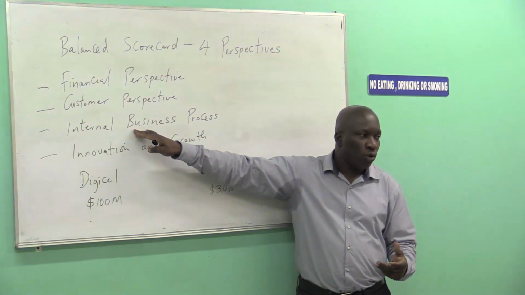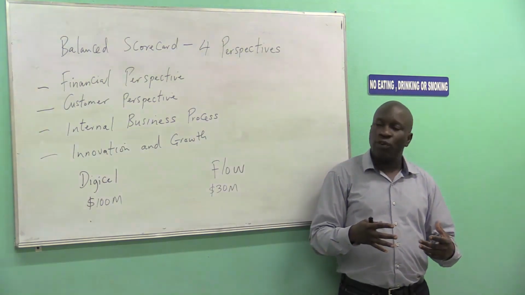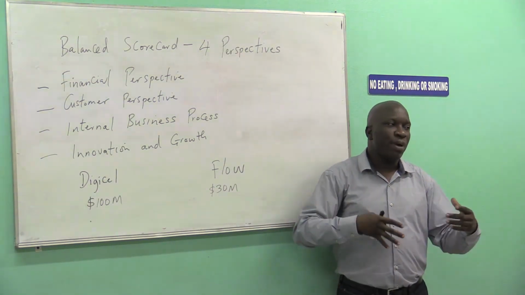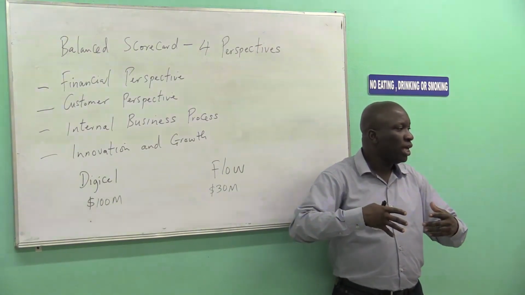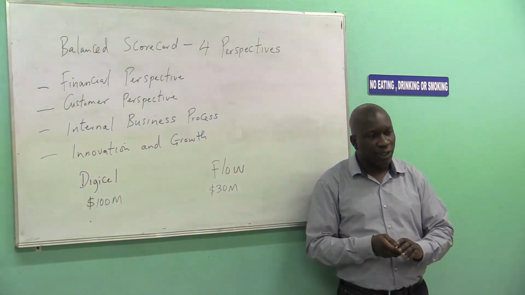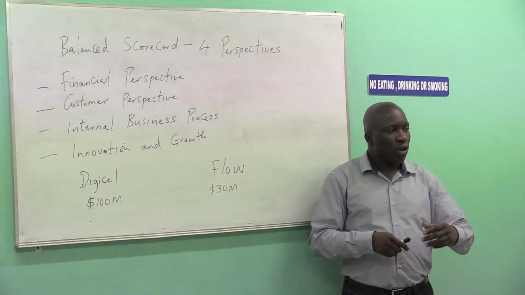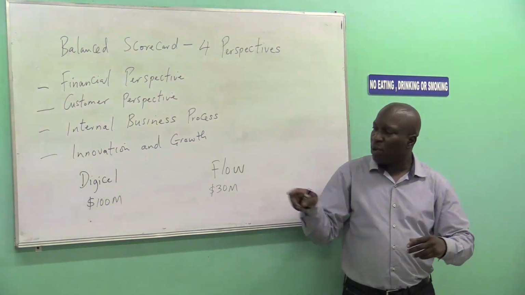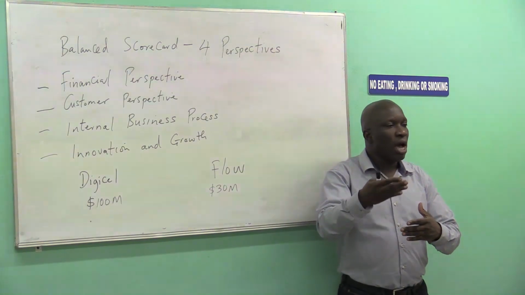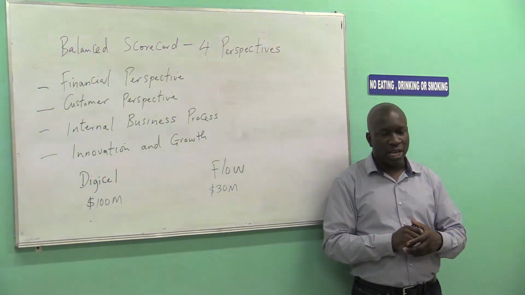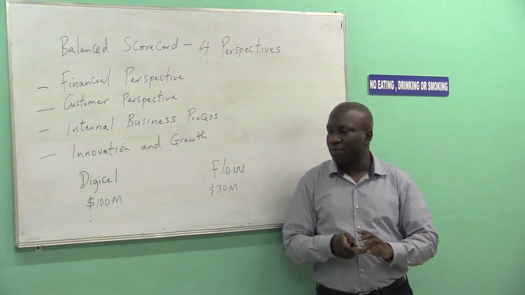Then in terms of internal business process, chances are probably Flow. The reason why Flow has a lower profit here is because Flow is spending more money probably on training their staff so that their staff will be able to improve customer service to the customer, right? And all of those costs probably affected the amount of profit for the year that they're able to present on their financial statements.